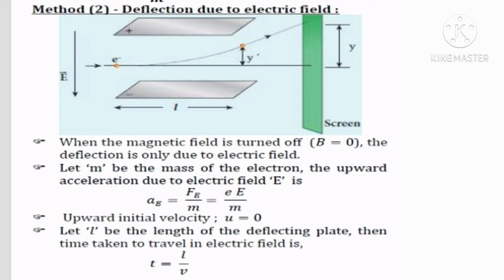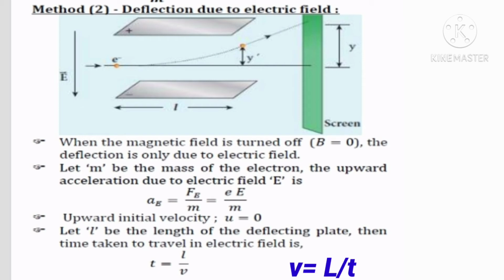Upward initial velocity is taken as 0, which means that u is considered as 0. U is what? Upward initial velocity. Let small l be the length of the deflecting plate. Then the time taken to travel in the electric field can be written as t is equal to l by v. This relation arises from the relation of velocity.